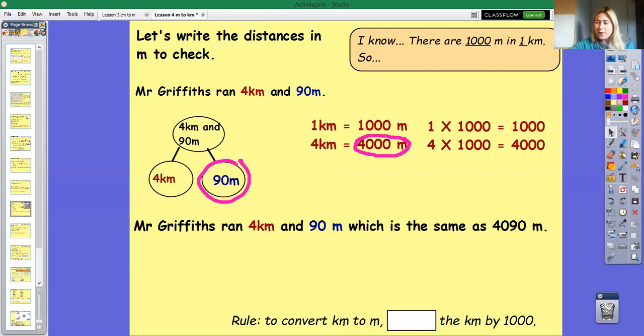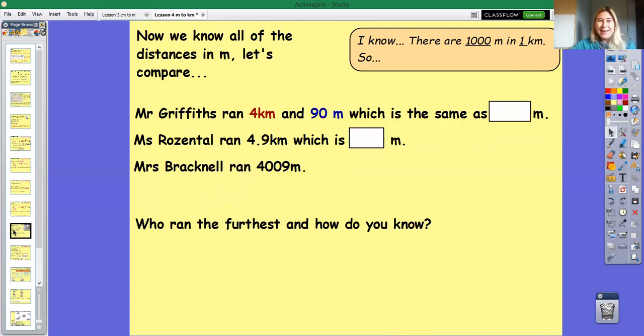Super. So how do we convert from kilometres to metres? Pause the video and see if you can think about whether we are going to multiply the kilometres by 1,000 or whether we're going to divide the kilometres by 1,000. Okay, super. So to convert the kilometres to metres, we're going to multiply the kilometres by 1,000. Super. So now we know all the distances in metres, let's compare them. You can pause the video now and have a think about this question.